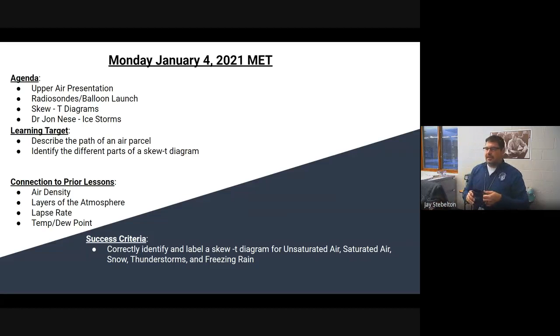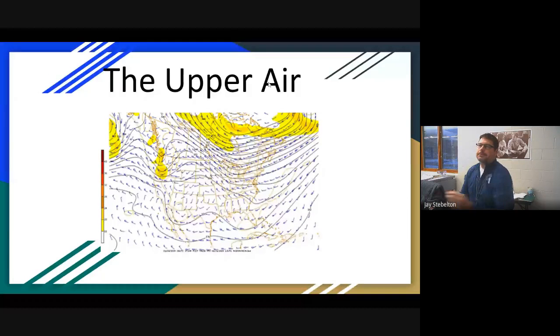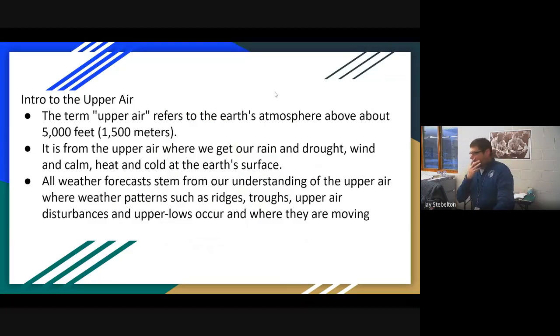Okay, so here is the presentation on upper air. When we talk about the upper atmosphere, we talk about the Earth's atmosphere about 5,000 feet. And you guys have looked at that stuff when I showed you the different ridges and troughs and how it's lower and colder air and higher and warmer air. So that's really what we're looking at when we launch those balloons to collect data from the upper atmosphere.